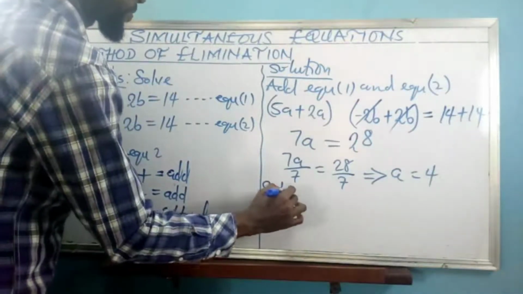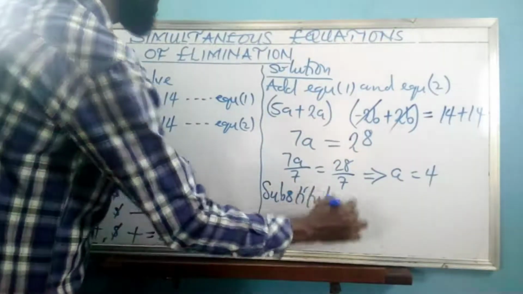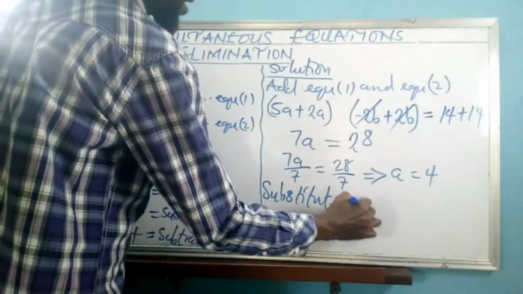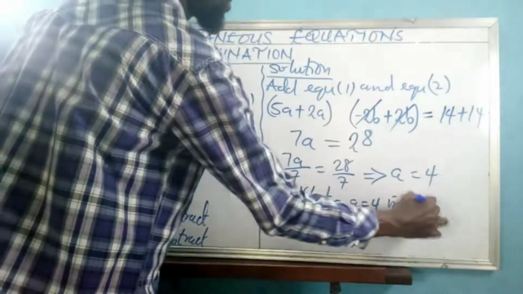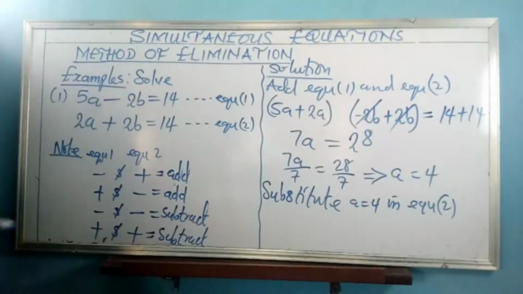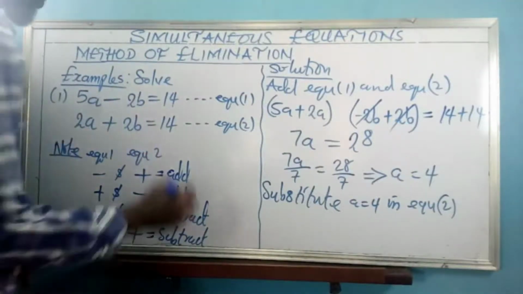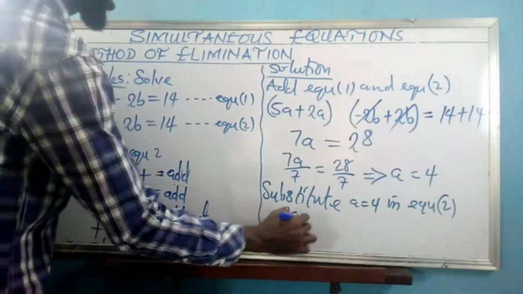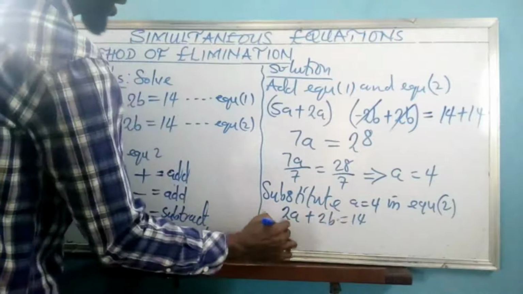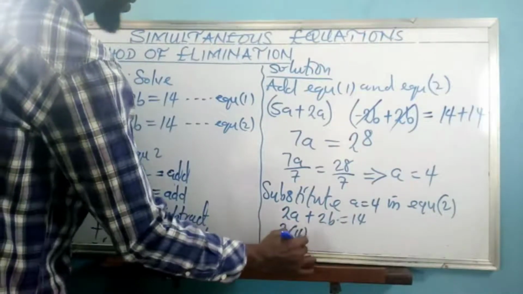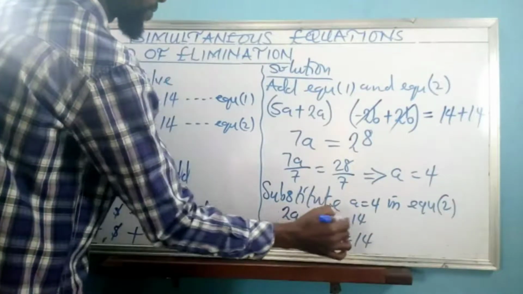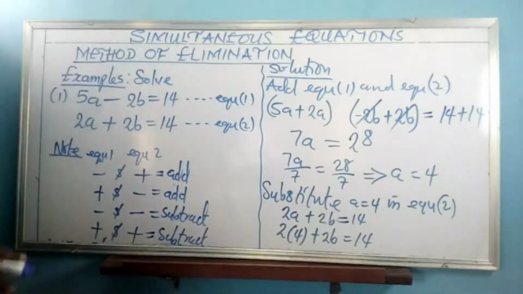Substitute a is equals to 4 in equation 2. I want to substitute 4 for a in equation 2. What does equation 2 say? 2a plus 2b is equals to 14. So let's substitute for a: 2 into bracket 4 plus 2b is equals to 14. Okay, did we get it up to that stage?